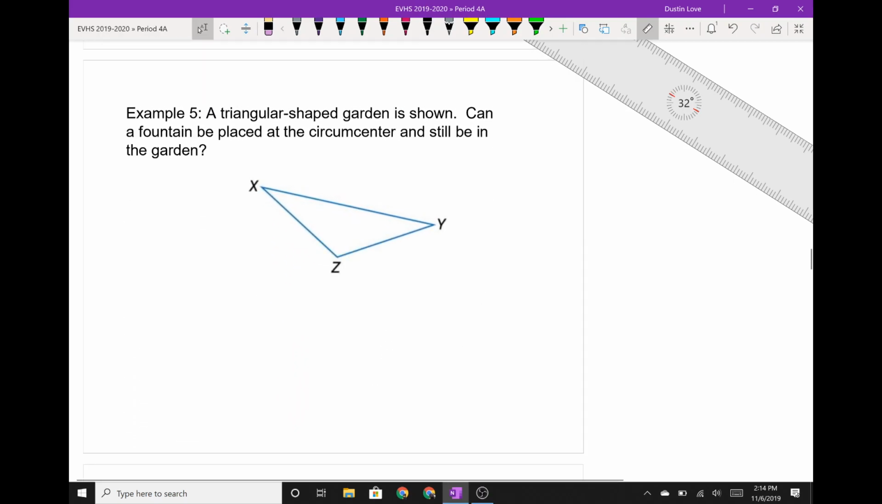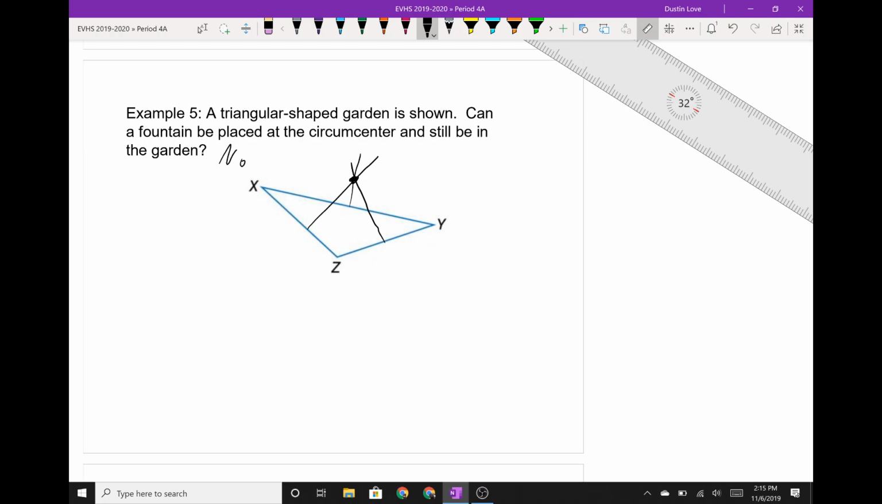All right. A triangular-shaped garden is shown. Can a fountain be placed at the circumcenter and still be inside the garden? No. Right, because it's obtuse. So if I draw my circumcenter, it's going to end up being like this. And there's my circumcenter. So the answer is no, because it's an obtuse triangle.